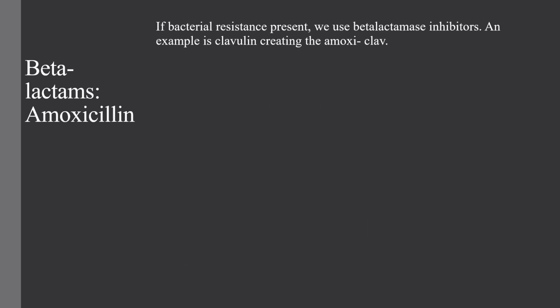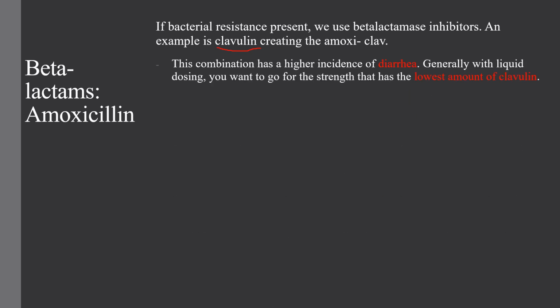Okay, so let's just go over the amoxicillin, but more specifically when you have bacterial resistance present. So that's when bacteria have the beta lactamase inhibitors. And so an example you might see is the clavulin component, which creates amoxiclav. And this combination will have a higher incidence of diarrhea. So generally with the liquid dosing, when you give it to kids, you'll try to go for a strength that has the lowest amount of clavulin in that dose to offset the side effect of diarrhea.